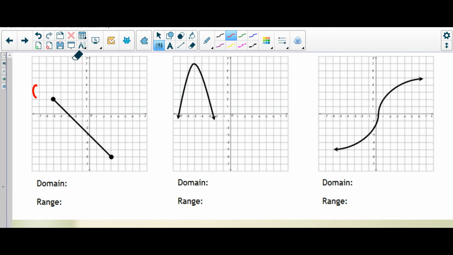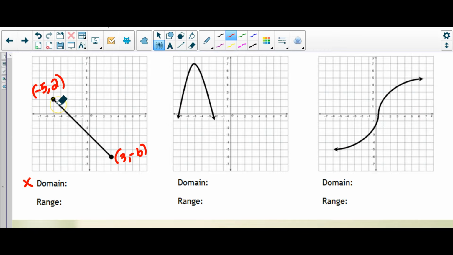So before I get into domain and range, I usually like to look at my graph and determine what are my furthest points or furthest places to the left and the right. So I can see that the furthest point to the left of this graph is at -5, +2. My point over here is at 3, -6.